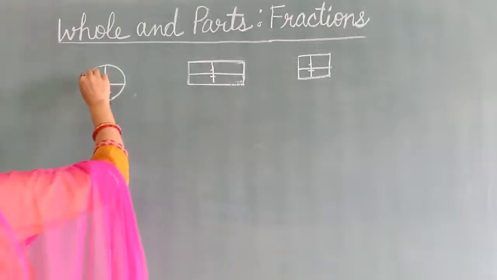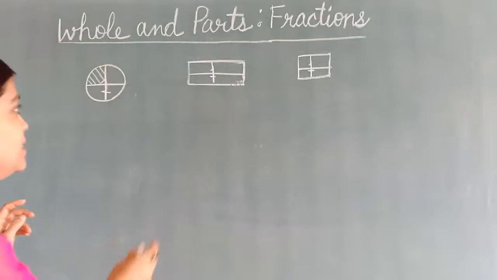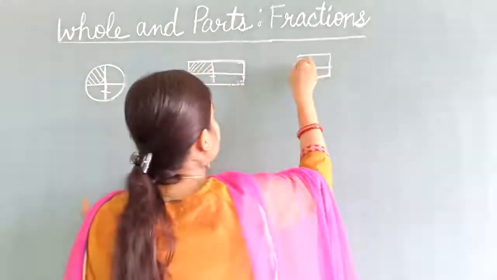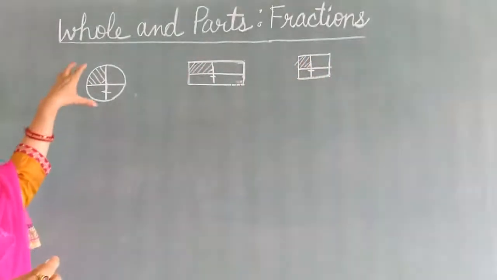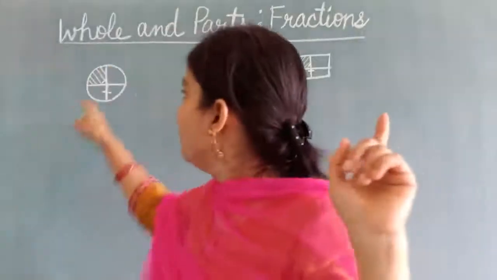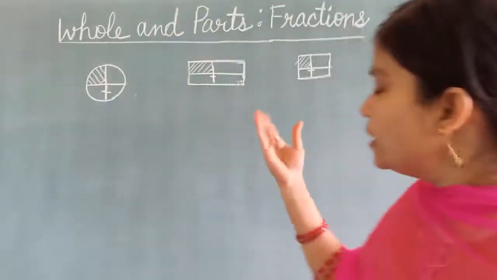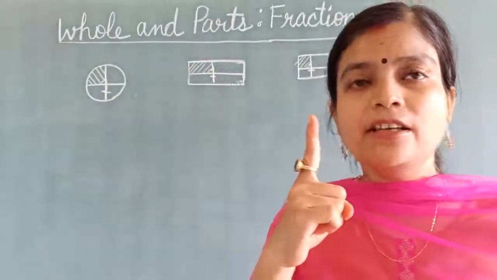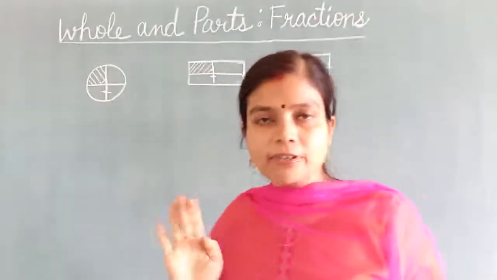And you have given 1 part to your friend. Okay? Here also you have given 1 part to your friend. Here also you have given only 1 part to your friend. So what do you say about this? It is the 1 part of 4 equal parts. What have you given to your friend? 1 part. Out of how many equal parts? 4 equal parts. That only.